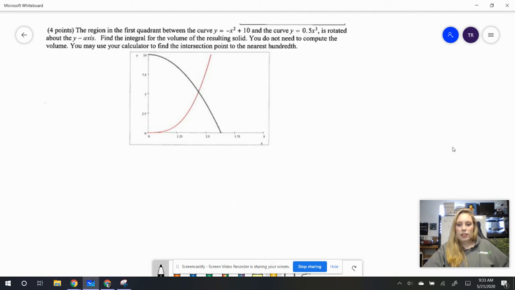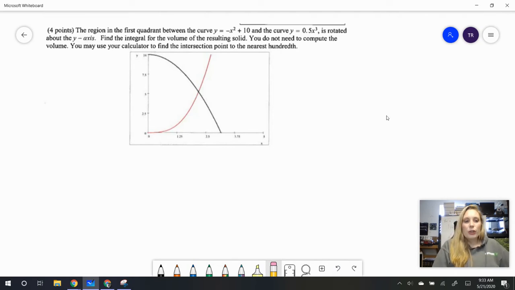Okay, in this video, we are going to find the volume of a shape. The region in the first quadrant between the curve y equals negative x squared plus 10 and the curve y equals 0.5x cubed is rotated about the y-axis. Find the integral for the volume of the resulting solid. You do not need to actually compute the volume, but you may use your calculator to find the intersection point.